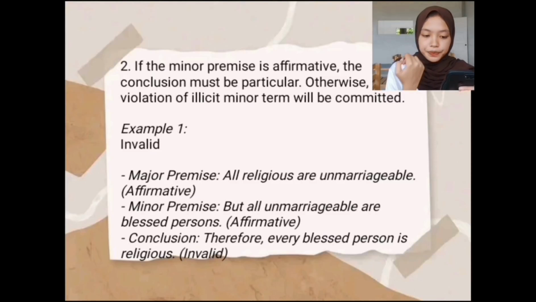Okay, so example of invalid syllogism. Your premises, all religious are unmarriageable, but all unmarriageable are blessed person. Therefore, every blessed person is religious.